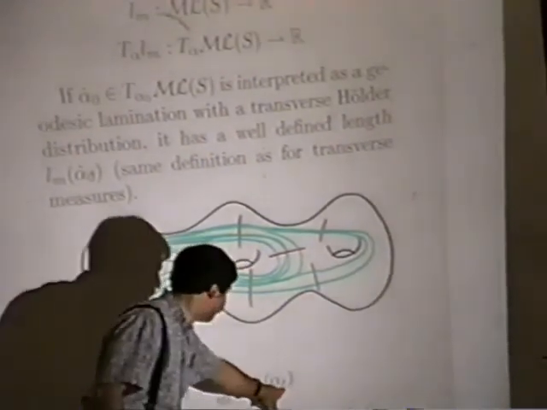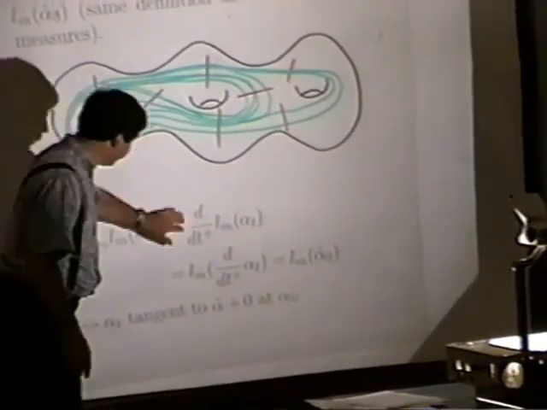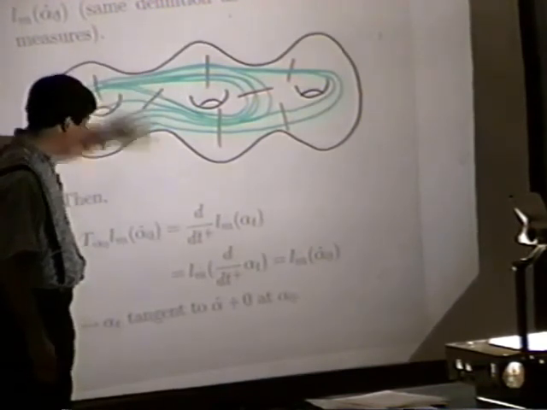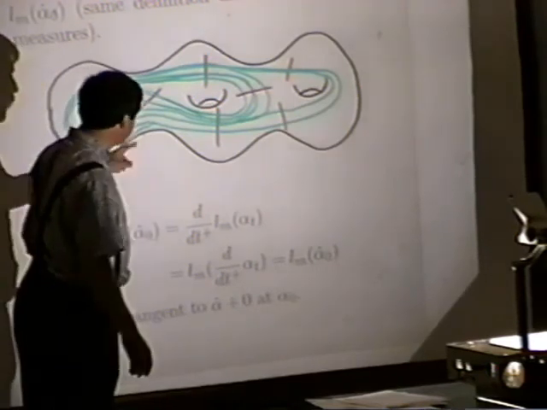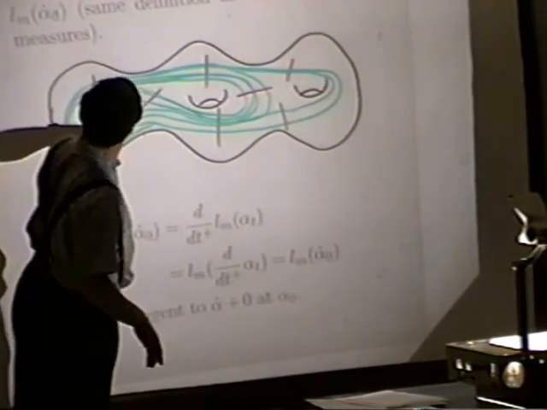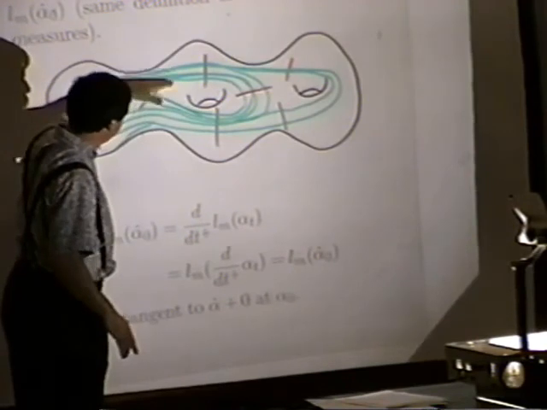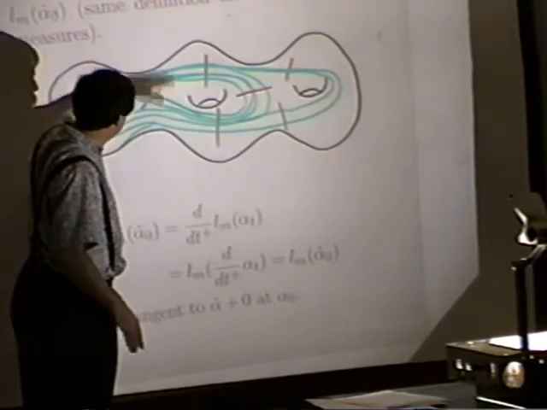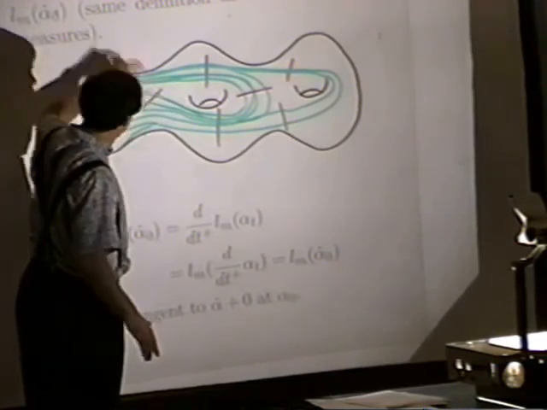You take a family alpha_t, and I want to take the derivative of the length. The derivative of the length is the derivative of that integral. Everything is so natural at this point that the derivative of the length is just the length of the derivative. This integral makes sense even for the geodesic lamination with a transverse Hölder distribution, because the length of this arc is actually a Lipschitz function of the arc, so you can integrate it with respect to the transverse Hölder distribution.